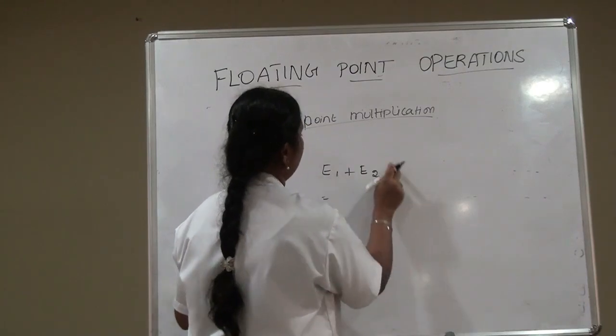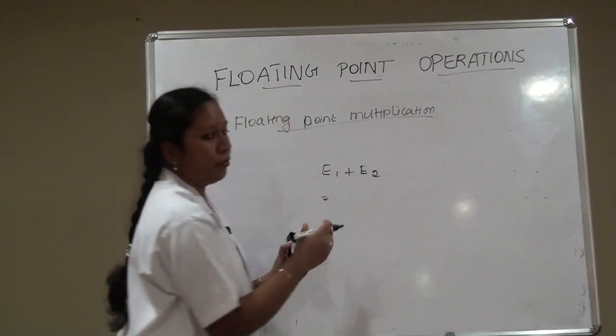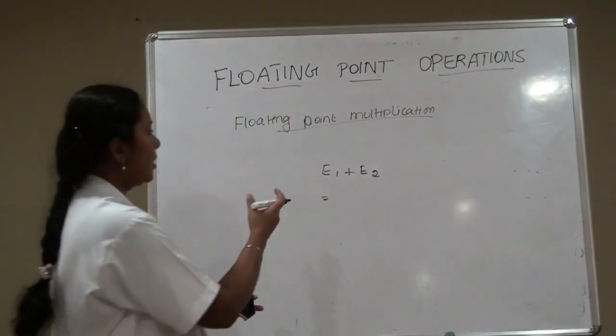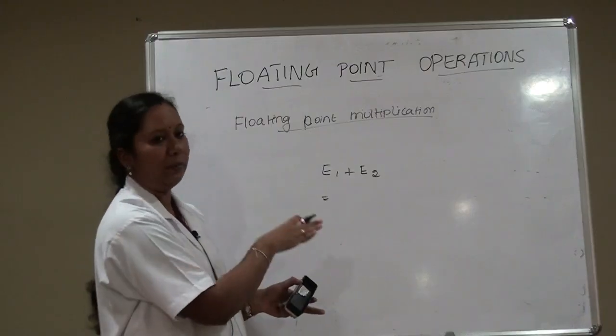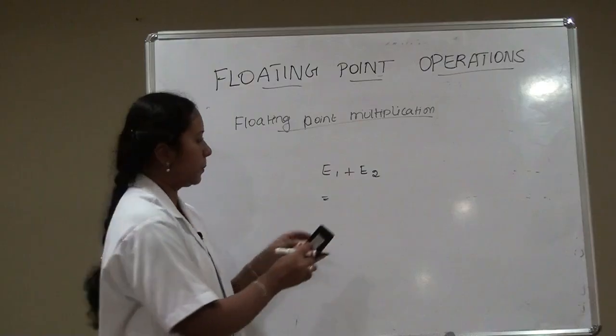After the addition of these two exponents, we get a result, and then we perform the multiplication of the resultant significands. After performing the normal multiplication, we can represent the sum of these two exponents.